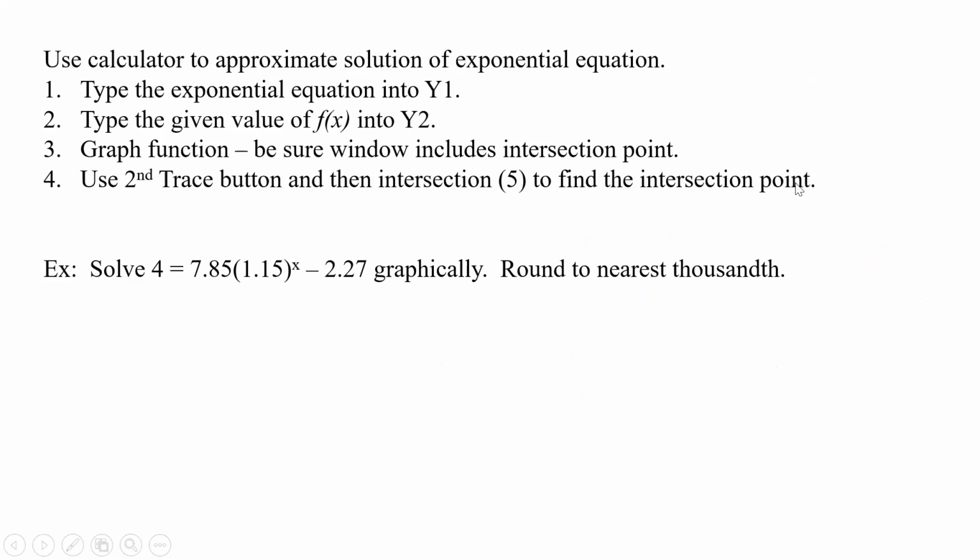All right, so here it says we're going to use a calculator to approximate the solution of an exponential equation. So what do we do? Well, we type the exponential equation into y1. We type the given value of f of x into y2. We graph the function, making sure the window includes that intersection point. That's sometimes a problem. You have to move up and down a lot, so you have to kind of figure out what that is. Then we're going to use the second trace button to find the intersection, and that's going to be number 5, and then we do what we do accordingly. So let's go plot this.